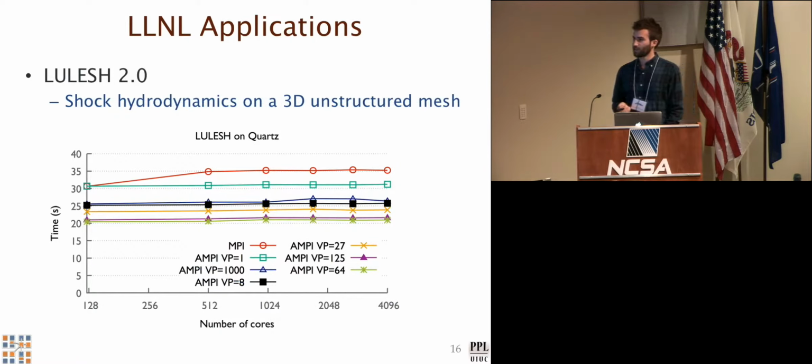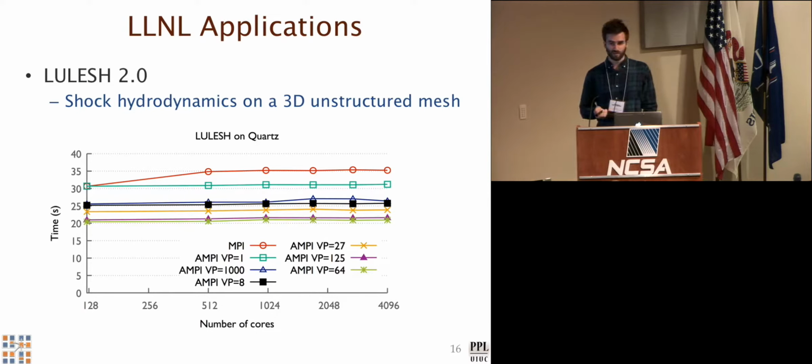The next application that we looked at was LULESH, which is a proxy application for shock hydrodynamics on a 3-dimensional unstructured mesh. And what we wanted to study was how the high-level features of AMPI perform on this application. The reason we chose LULESH is that it has different knobs for load imbalance. And so the first thing we looked at was how the level of overdecomposition affects performance.